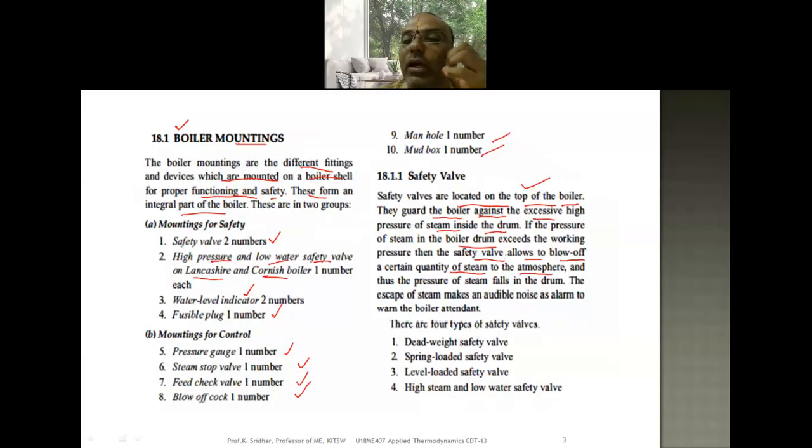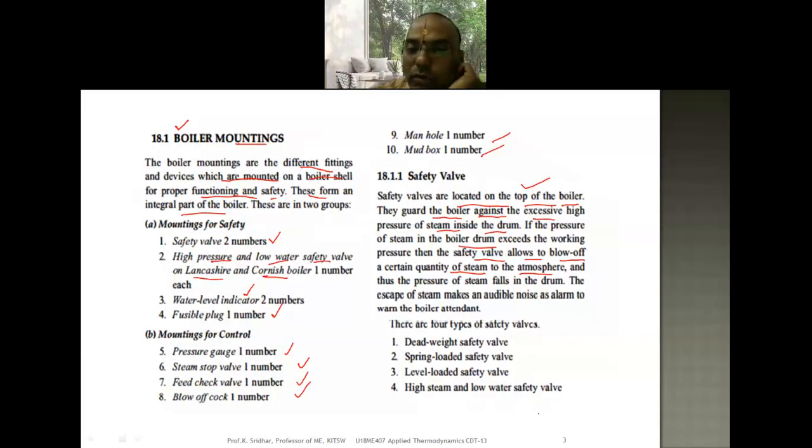Whenever the pressure increases inside the boiler drum, the required pressure will be set by the boiler operator. Whenever it exceeds that pressure, the safety valve will automatically come into the picture. Like your pressure cooker whistle, the steam will be sent off to the surrounding atmosphere till it attains the required pressure.